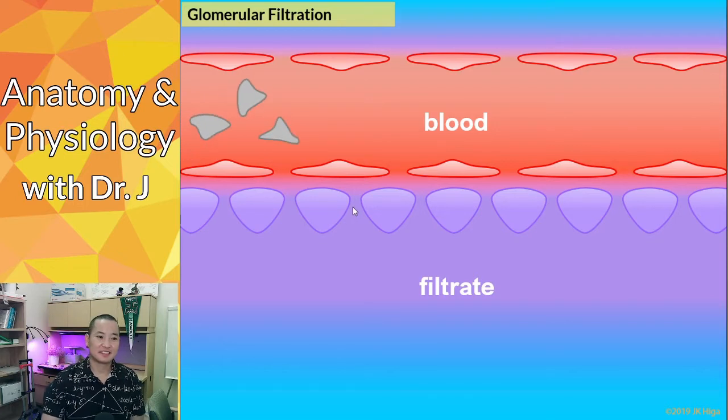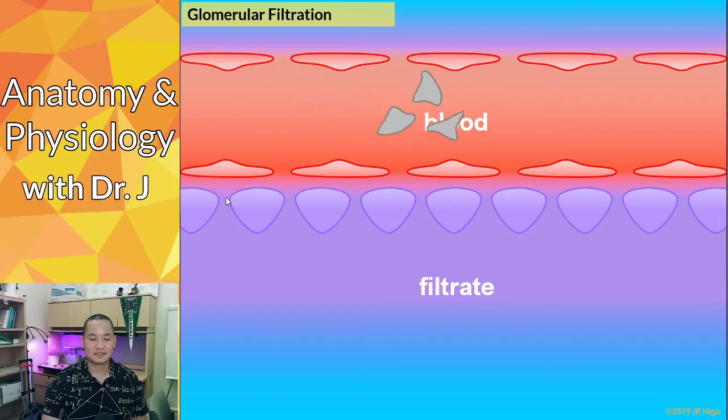Now platelets, should they filter through? They shouldn't filter through either. Again, look, they're pretty big. Even though they're the smallest of the formed elements, you don't want platelets and clotting factors ending up in your filtrate and causing clots in your nephrons. So platelets don't filter through either.